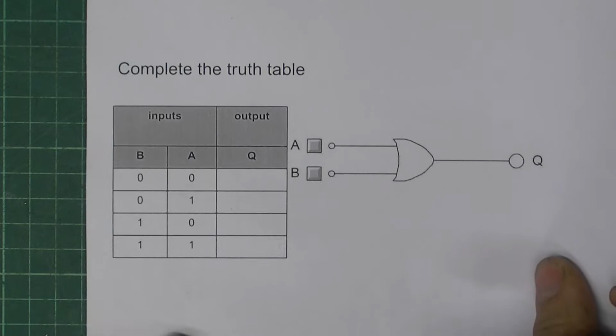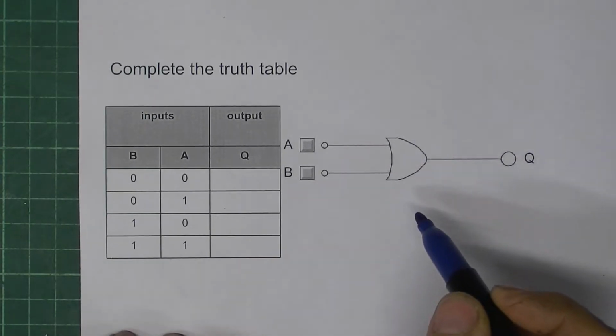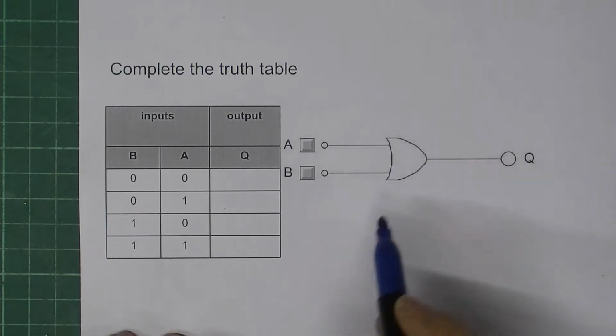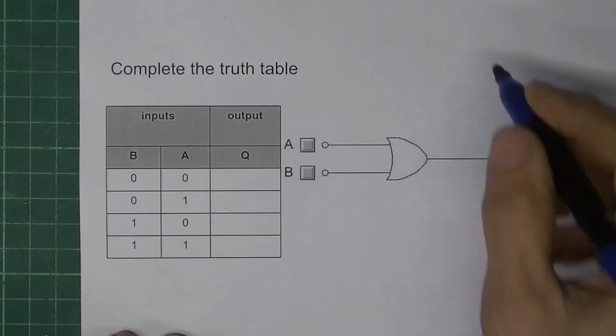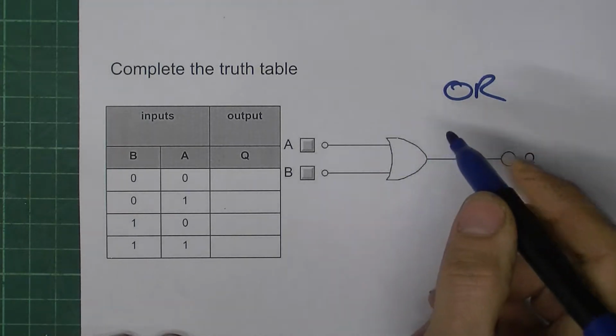Okay, let's look at another one then. This one, I sometimes say to people, I don't know whether this helps, comes from the planet OR. It looks a little bit starshipy, doesn't it? So this is from the planet OR. So it's an OR gate, a logical OR gate.